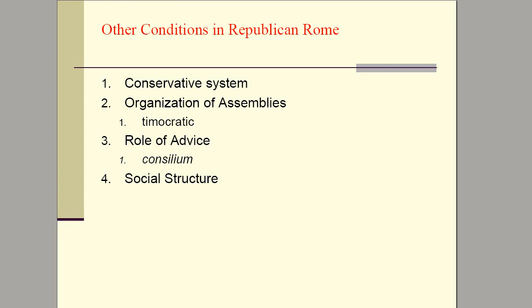And the organization of the assemblies is timocratic. Timos means wealth in Greek, so timocratic is the rule of the wealthy. So although every citizen gets a vote, the way the assemblies are set up, and I'm not going into detail about how they're set up because it's quite complicated, but the way they're set up means the rich people get to vote. I keep saying people because I think of the modern world. The rich men get to vote in first.